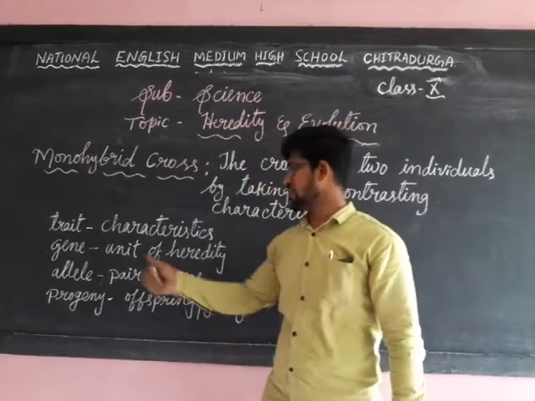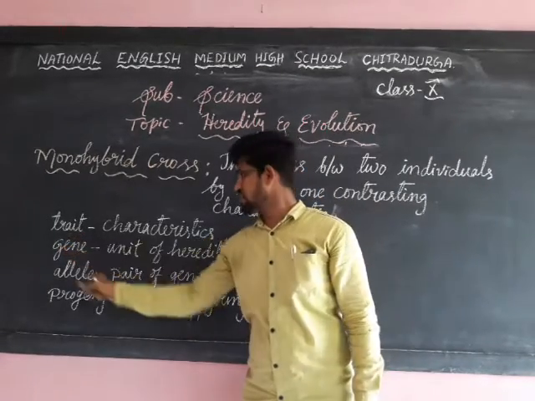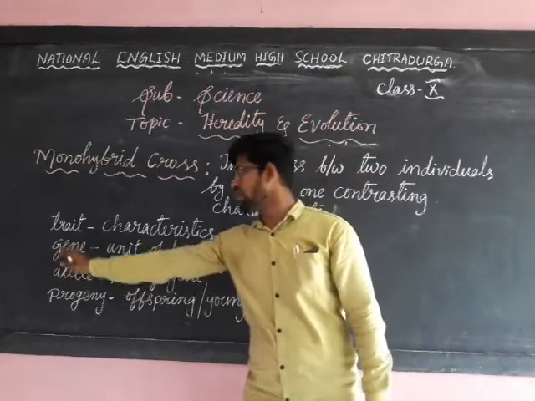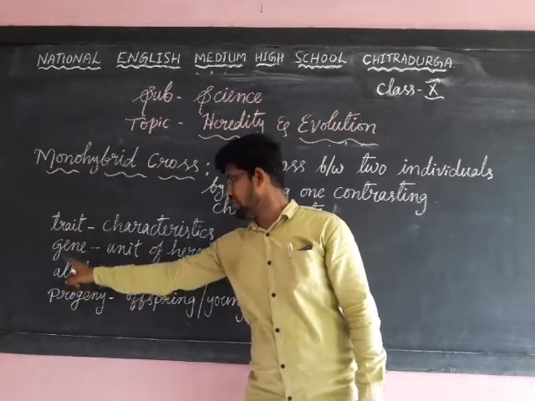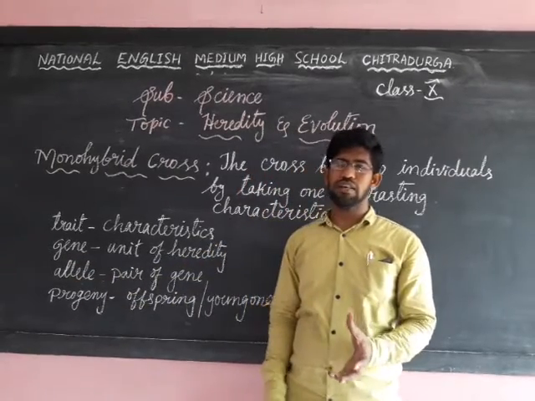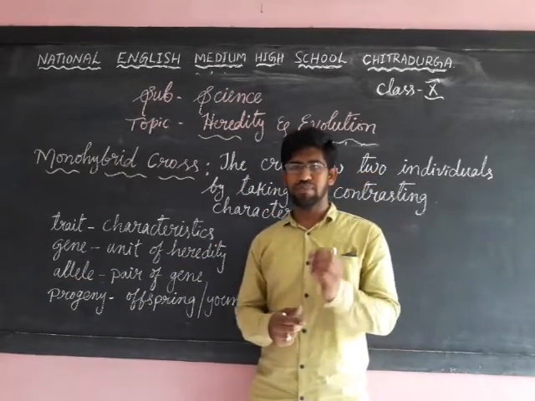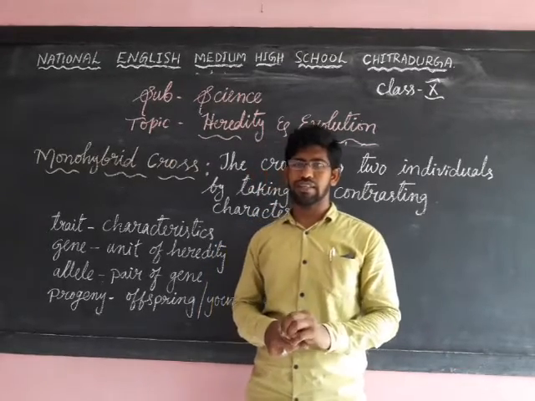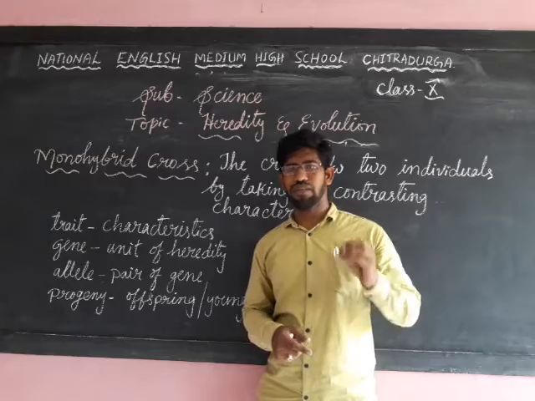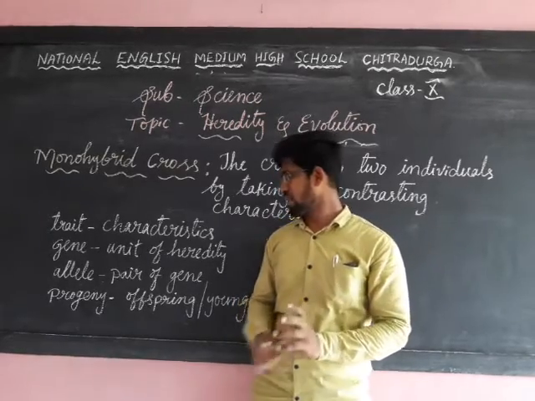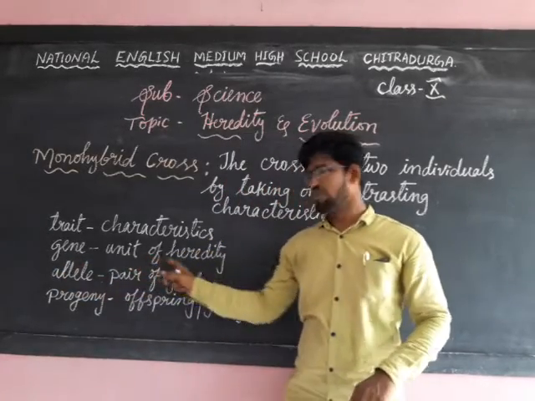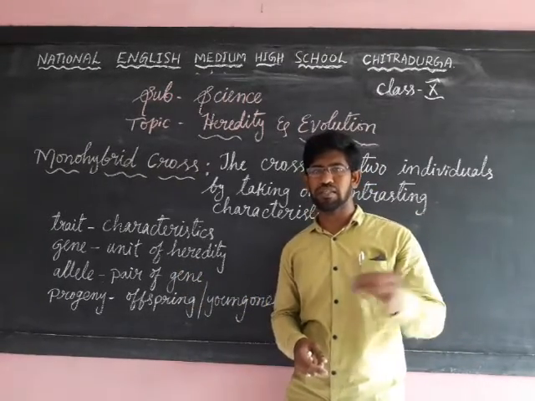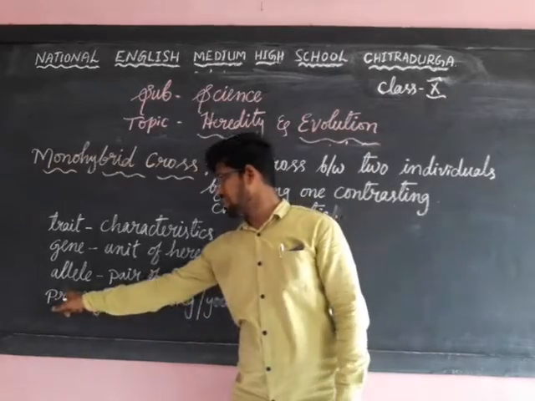In these experiments, some new words we have to understand. The first one is trait. The trait means a characteristic. Instead of characteristic, we are using the word trait. The next is gene. The gene is nothing but the unit of heredity which is present in the DNA. Remember, deoxyribonucleic acid. This DNA is present in our chromosomes. So the gene is the unit of heredity which is responsible for transferring the characteristics from parents to the offspring.